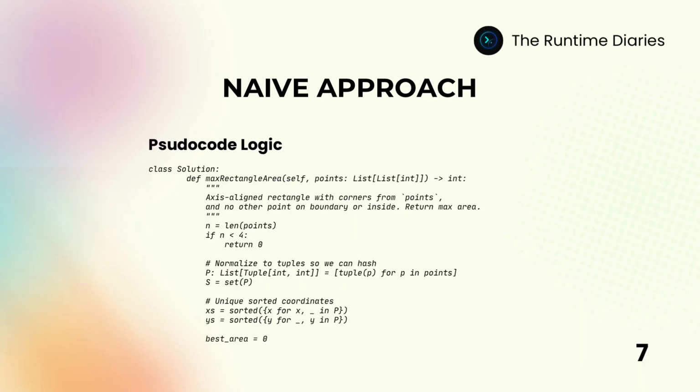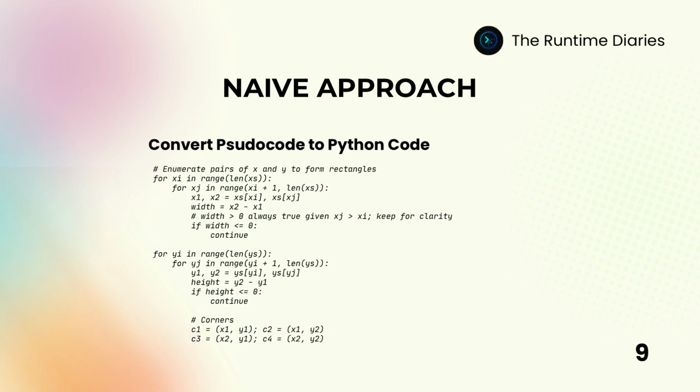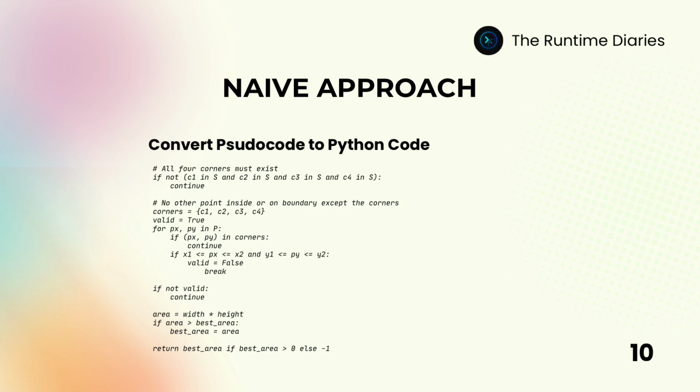All right, let's start with the simplest possible idea. If you're a beginner, this is exactly how you'd think about it. You try every pair of x values and every pair of y values to form a potential rectangle. Then you check if those four corner points exist. If they do, you scan through all the points again to make sure none sit inside or on the boundary. If the box is clean, record its area. This method is easy to understand, but it's painfully slow. It repeats work for overlapping rectangles and doesn't scale beyond small test cases.